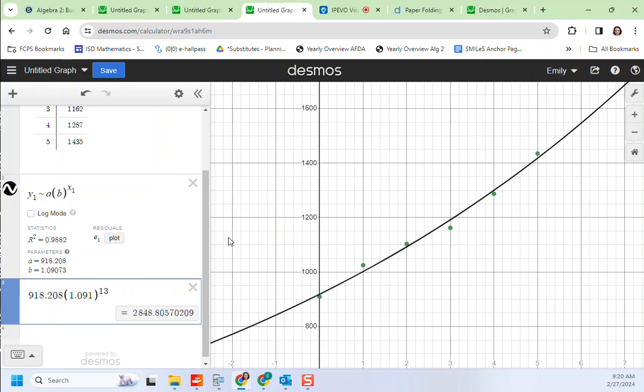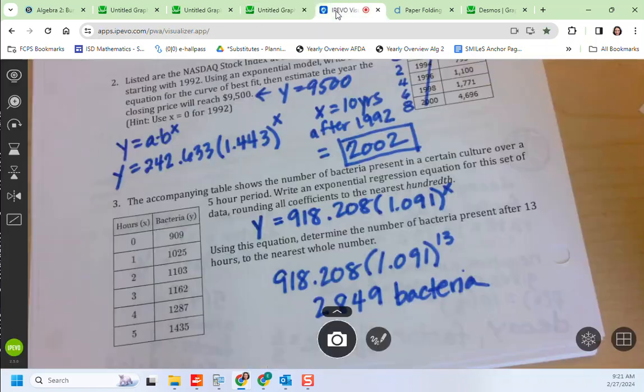Did anybody else get that? Raise your hand if you got 2,849 bacteria. Good. Okay. 2,849 bacteria. Okay.